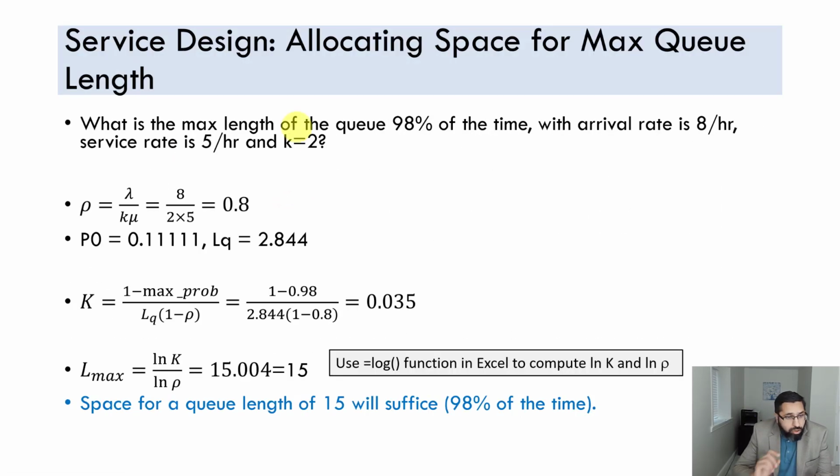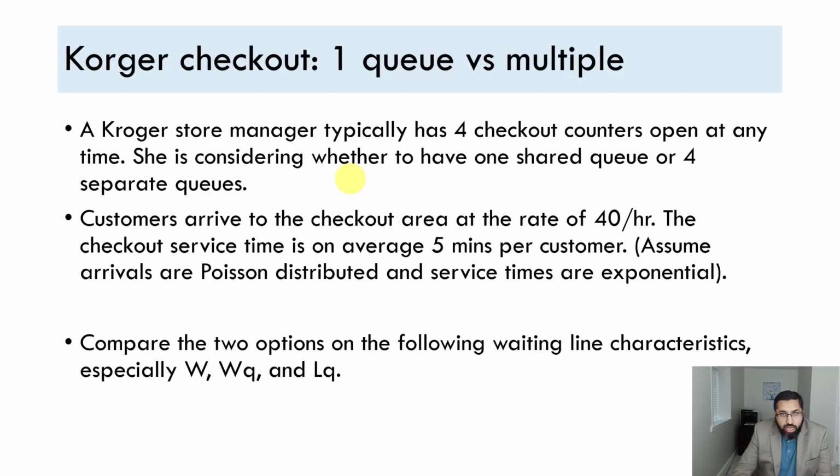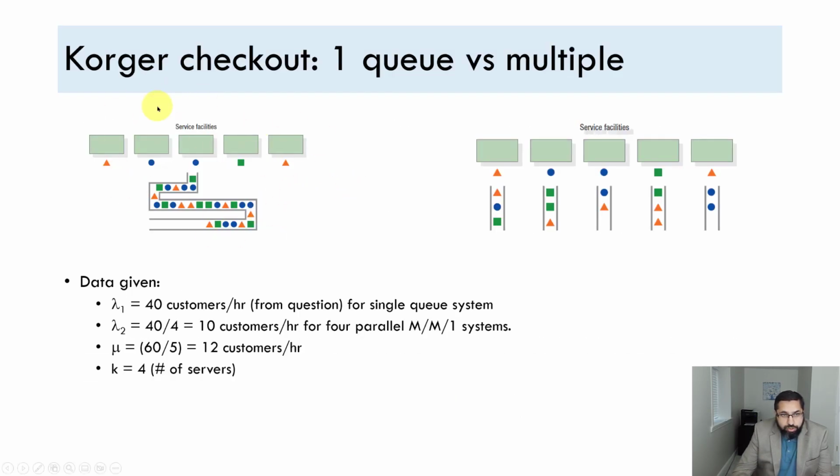The last thing before we end the lecture, we're going to talk about this system, which is the MMK system, where you have one queue leading into K channels, versus having multiple MM1 systems, where each system is an MM1 system, one queue, one server, one queue, one server. Which one is better?